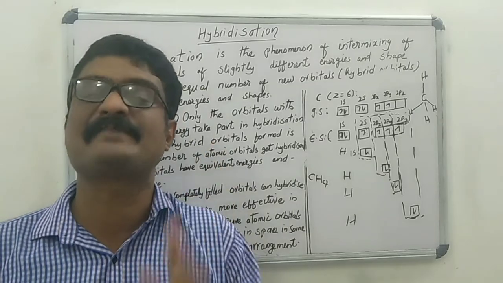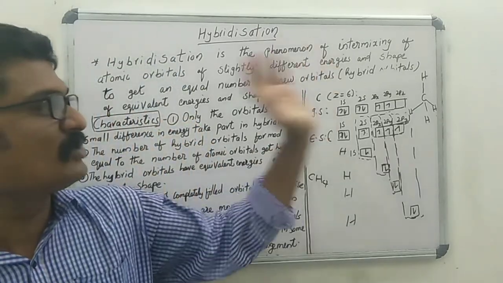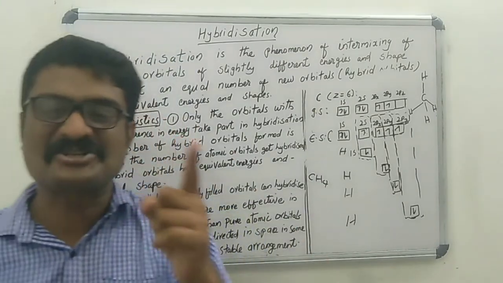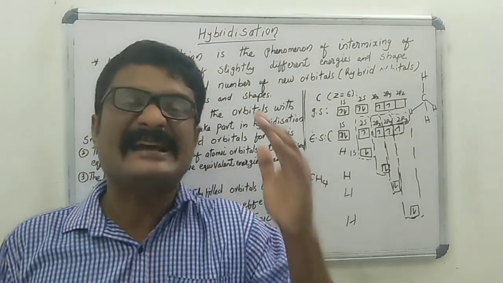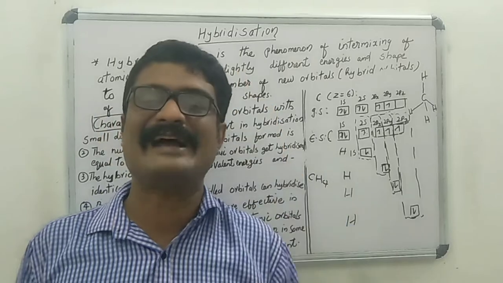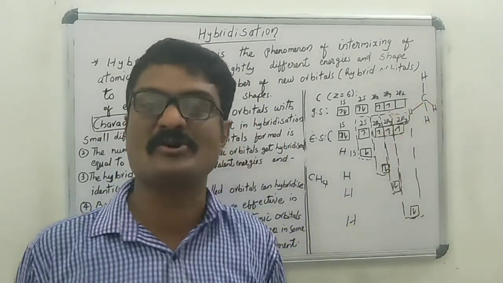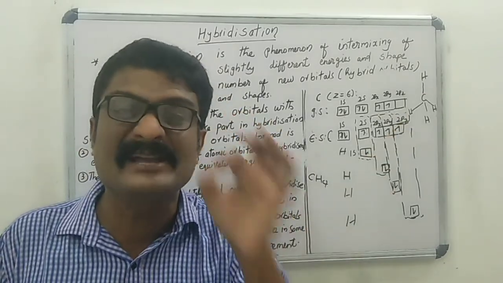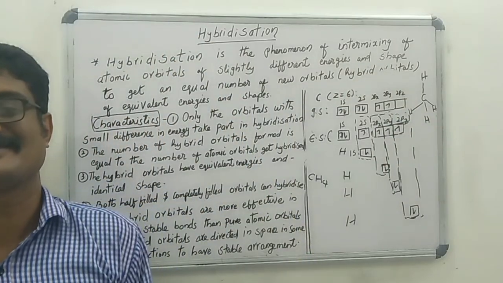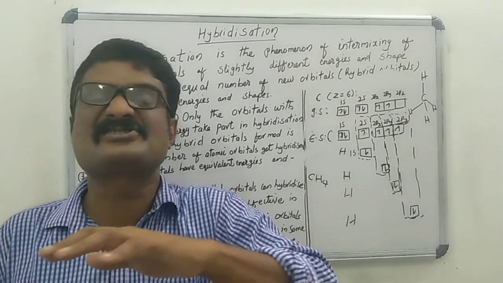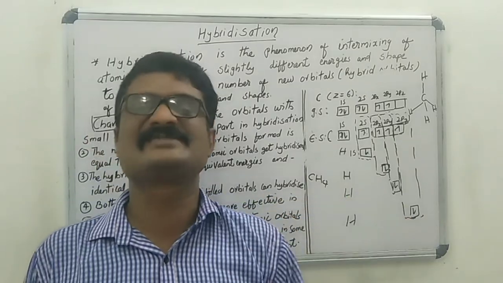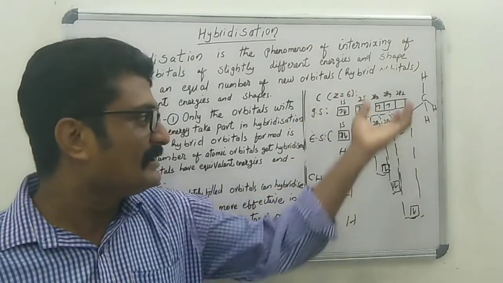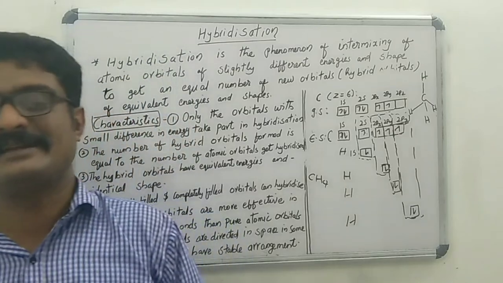That is our expectation: these 4 CH bonds of carbon are not equivalent. But the experimental studies show that all the 4 CH bonds in methane are equivalent. That is, they are the same in all respects. These 4 CH bonds have the same bond length, the same bond strength, etc.